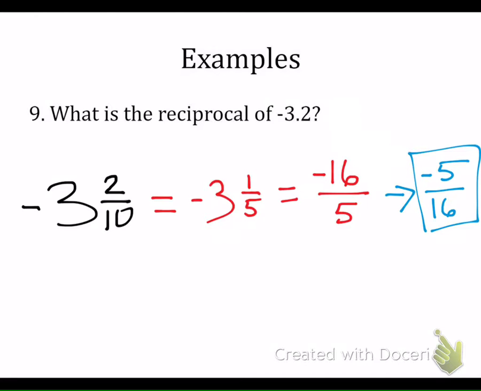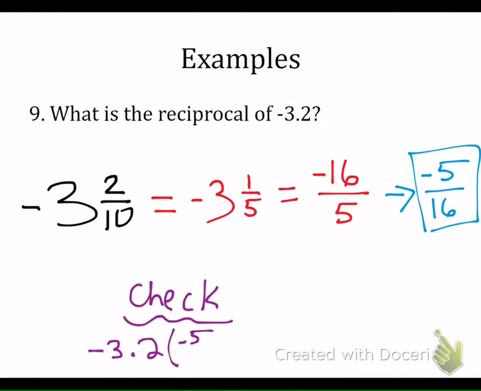Now, reciprocals are something that's super easy to check if you go back to that original definition. So I'm just going to make myself a little note. Let's check what we're doing. So the definition of reciprocal is when you multiply them, you get a positive 1. So let's do in a calculator, negative 3.2 times negative 5/16.